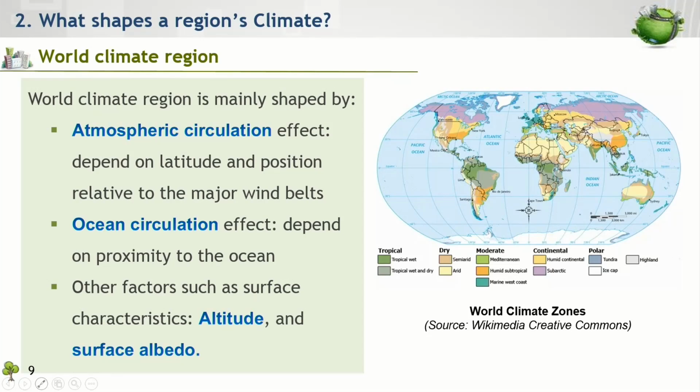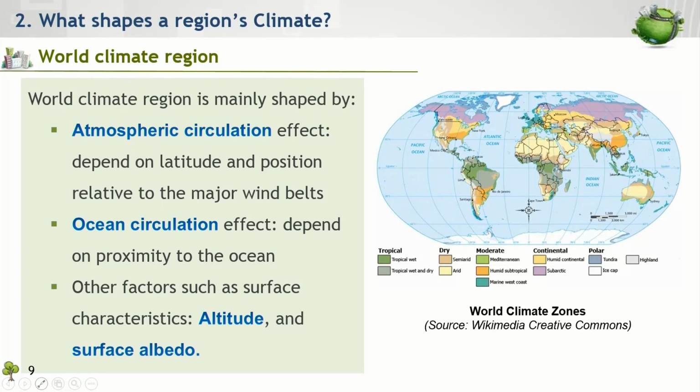The factors that shape such a regional pattern are the distribution and flow of heat energy around the Earth, which is mainly governed by the movement of air in the atmosphere, or collectively what we call the atmospheric circulation, and the movement of ocean currents, or what we call ocean circulation, and the interaction between these two factors.